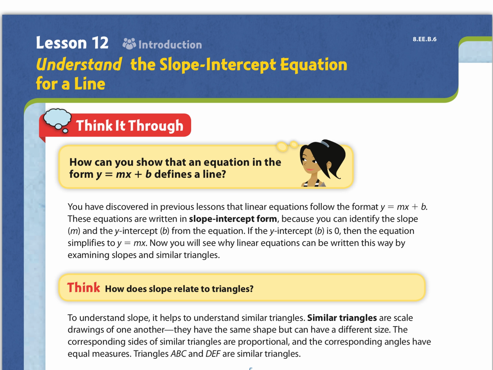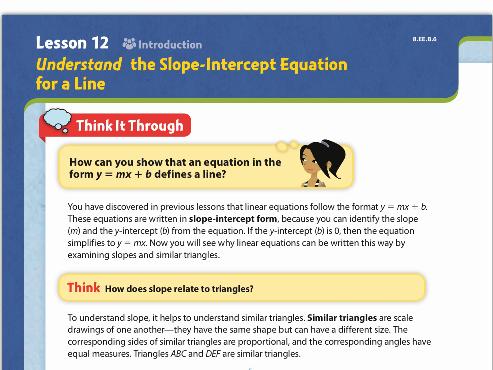You have discovered in previous lessons that linear equations follow the format y equals mx plus b. These equations are written in slope-intercept form because you can identify the slope m and the y-intercept b from the equation. If the y-intercept b is 0, then the equation simplifies to y equals mx. Now you will see why linear equations can be written this way by examining slopes and similar triangles.